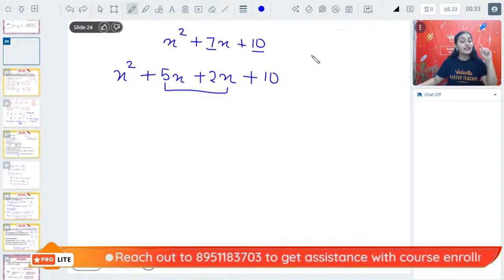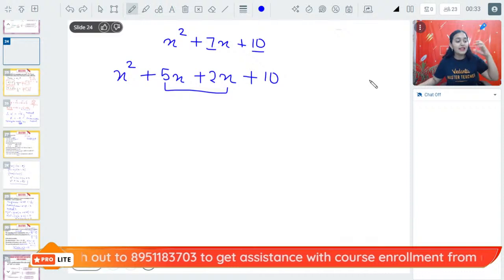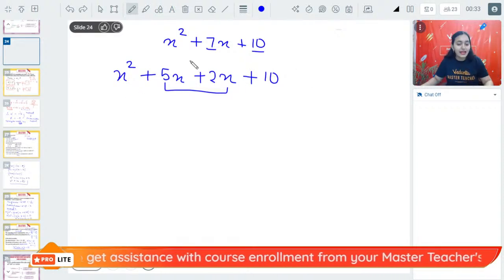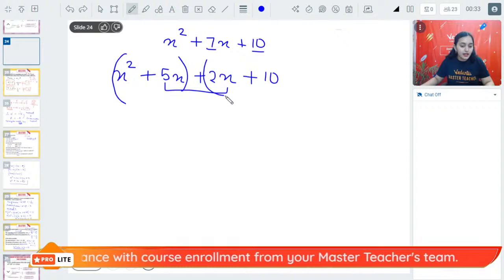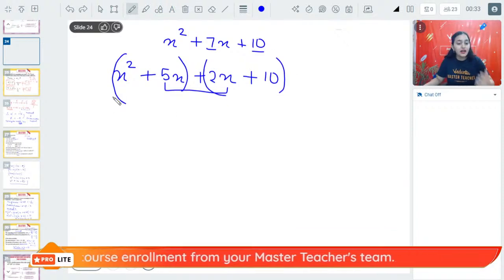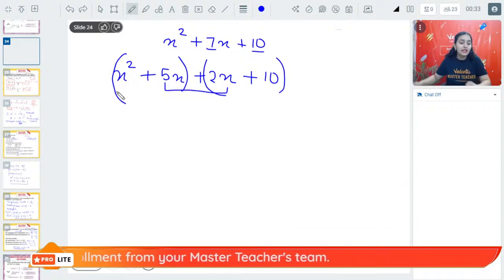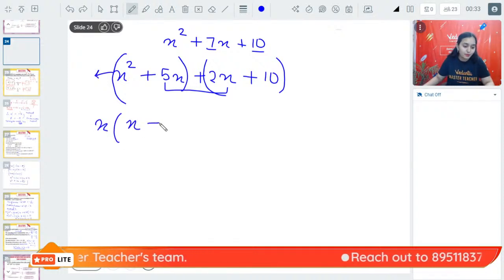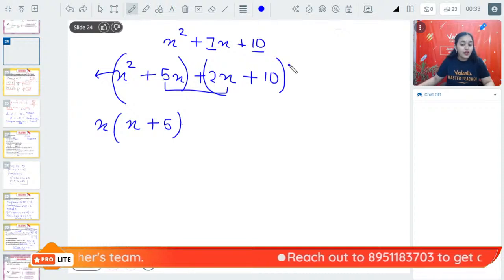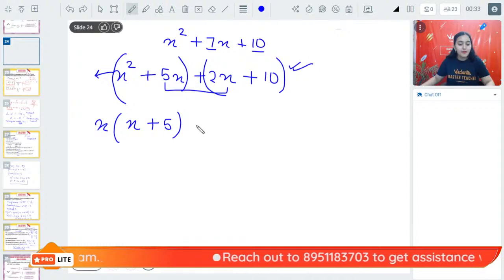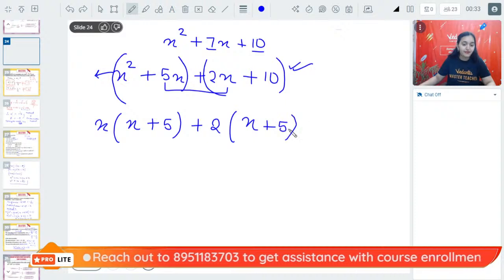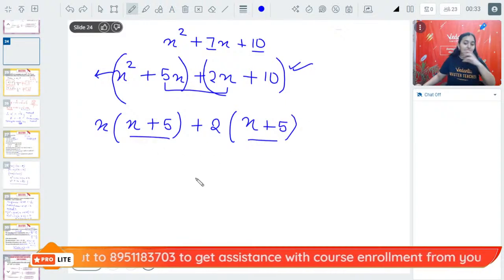Now I will apply factorization of algebraic expressions. We have learned this in class 8. How do we factorize? Grouping the terms. After grouping the terms, find out the common. What is common in the first two terms? x is common in the first two terms, so it will be x plus 5. What is common in the second two terms? 2 is common and what is remaining? x plus 5. Now x plus 5 is common, take it out.